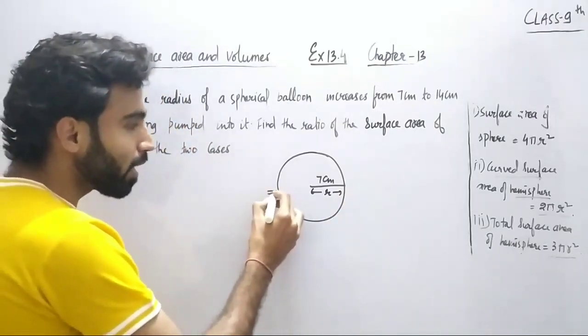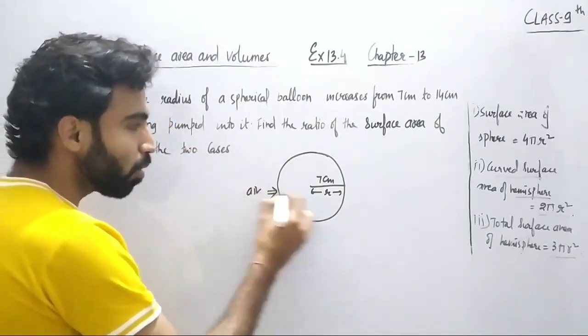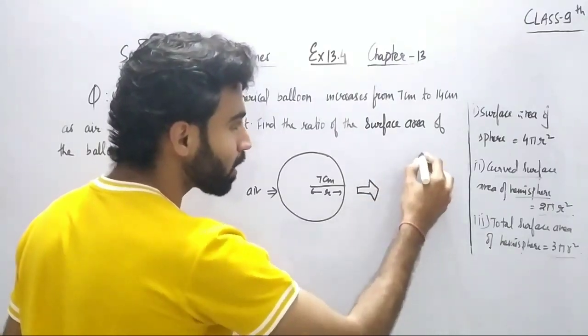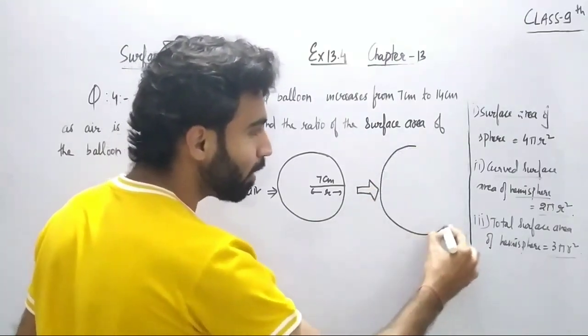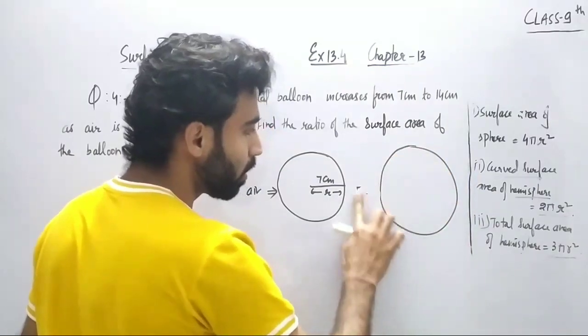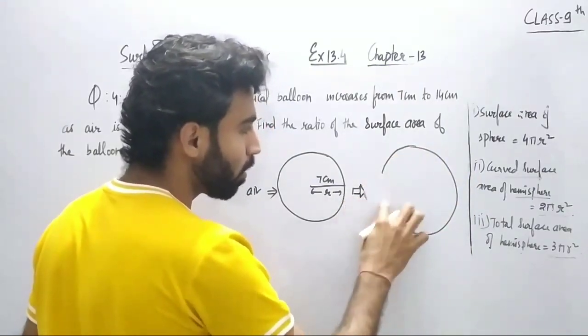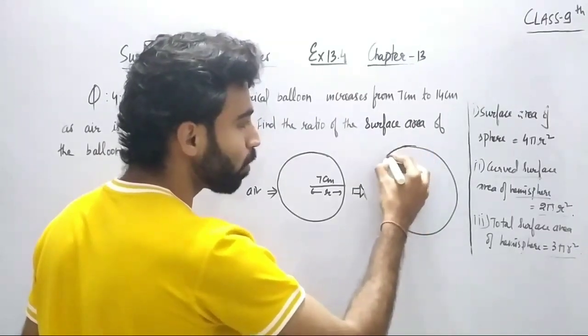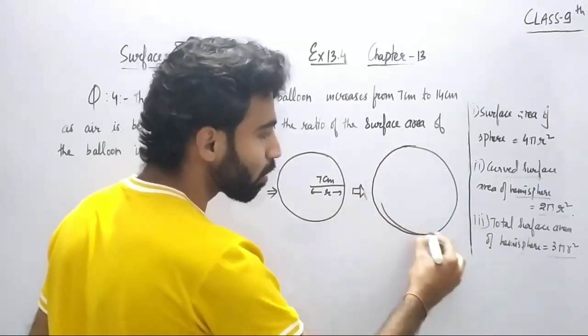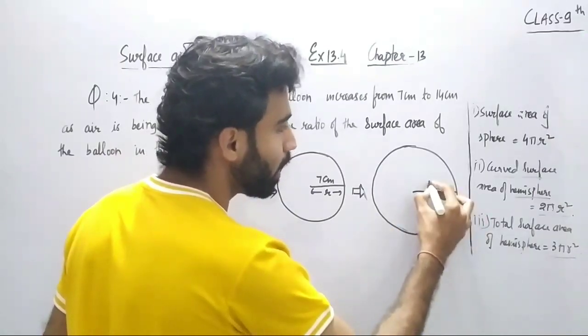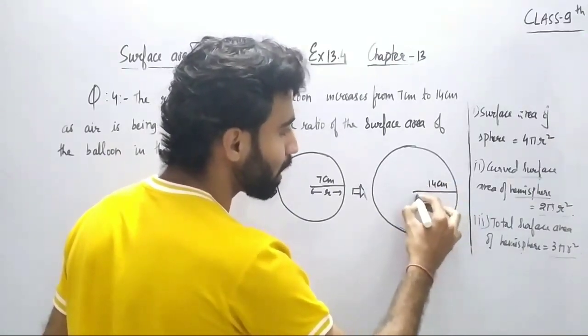Now अब हमने इसके अंदर air pump की. So then further हमारे पास बैलून की जो रेडियस है वो बढ़ गई from 7 to 14, right? Let me just draw it in a better way. So it will increase from 7 to 14, right? So now that will be better, right? So यहाँ पे आप देख सकते हैं अब बैलून की जो रेडियस है that is 14 centimeter, right?